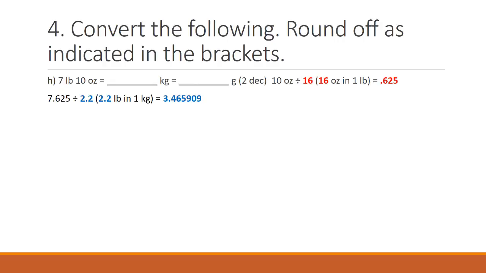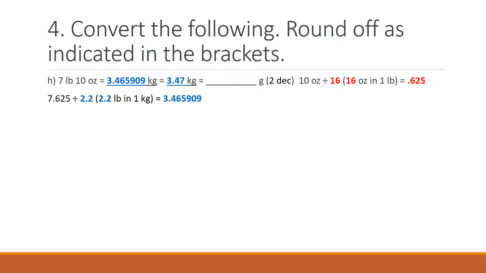I am going to convert my 7 pounds, 10 ounces into its decimal equivalent. So I take my 10 ounces and divide it by 16, the amount of ounces in a pound. I get decimal 625. So now I have 7.625 pounds. I'm going to divide it by the amount of pounds there are in a kilogram, 2.2, and I get 3.465909 for my kilogram answer. I need to round that off to 2 decimal places, so I get 3.47 kilograms.